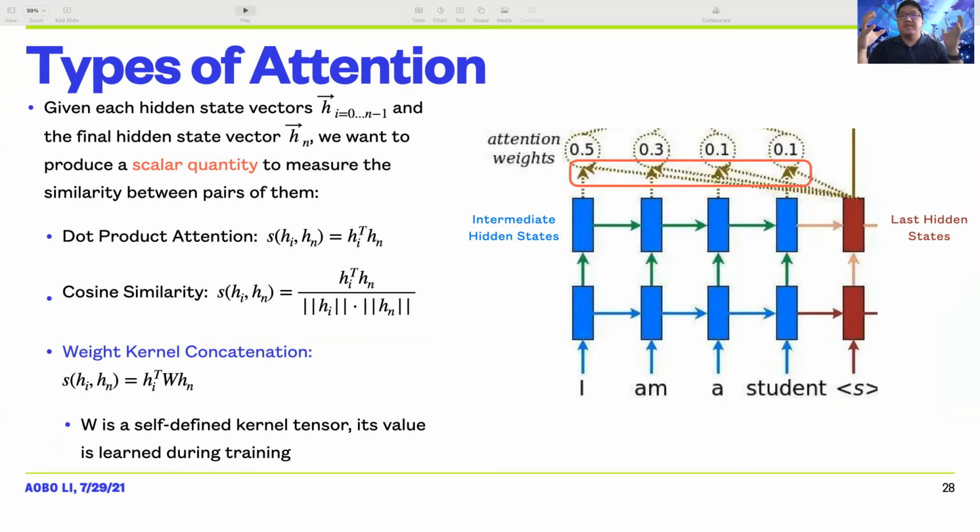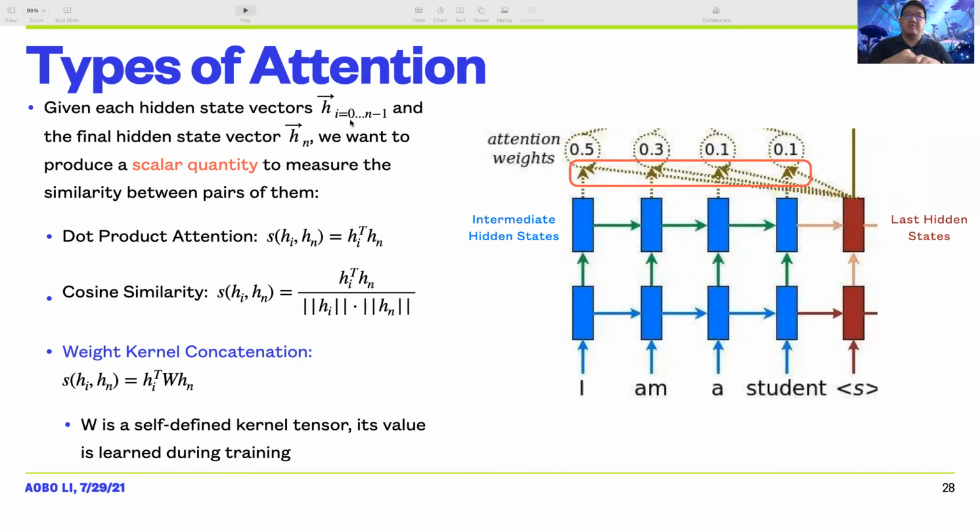As I mentioned, the type of attention is defined by the similarity metric we use to calculate the attention score. Given each hidden state vector hi, for i equal to 0, 1, 2, all the way to n-1, remember, that's our intermediate hidden state. We also have the final hidden state vector hn, which ideally contains the information from the entire time series. What we want is to produce a scalar quantity to measure the similarity between the final hidden state vector hn and each of the intermediate hidden state vectors hi.